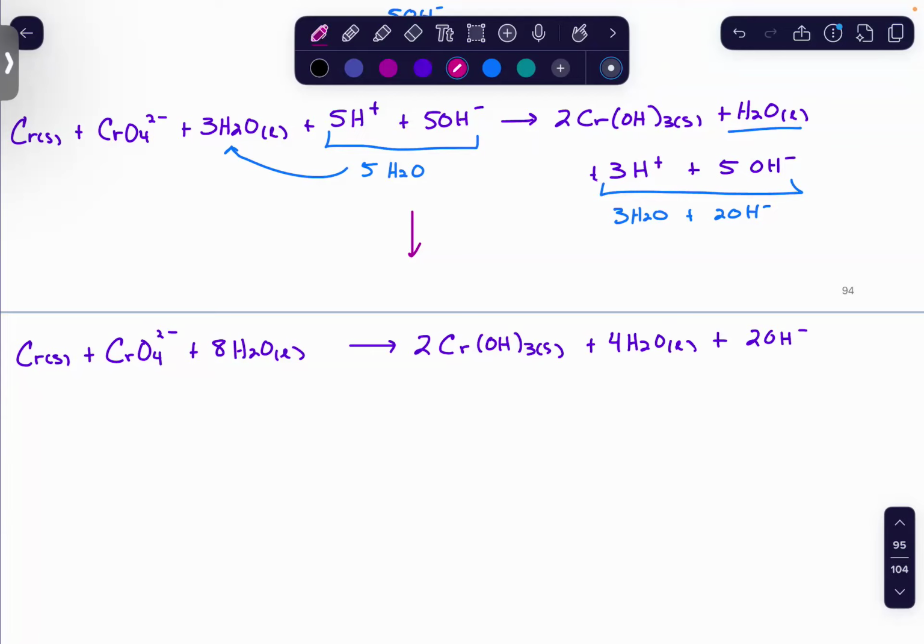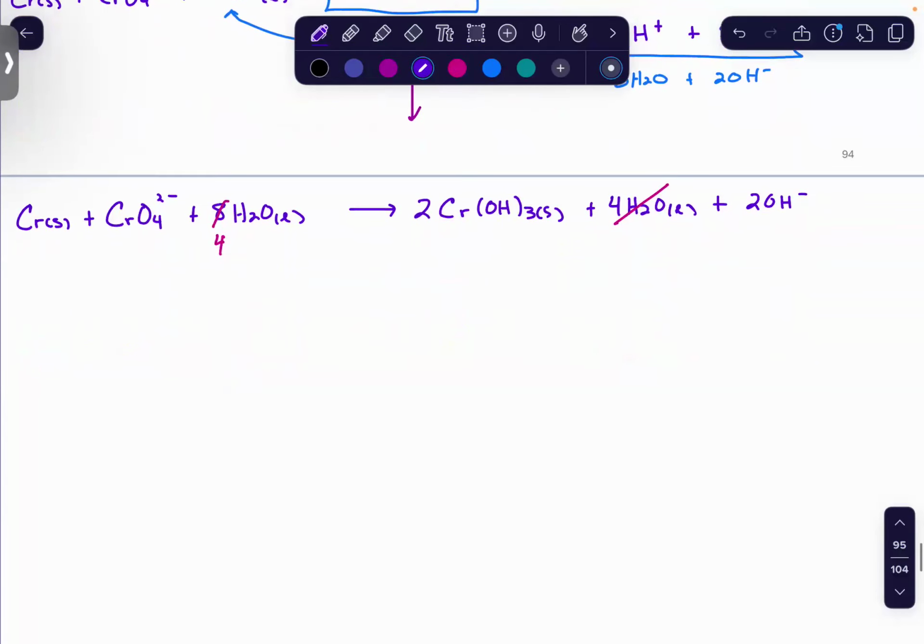And now we're going to say, well, I have 4 waters on the right, 8 on the left. So those 4 are gone. That 8 becomes a 4. So you're just dividing through. If I divide out 4 waters from the right and I divide 4 waters from the left, I'm left with 4 water molecules. So then I'm ready for my final answer.